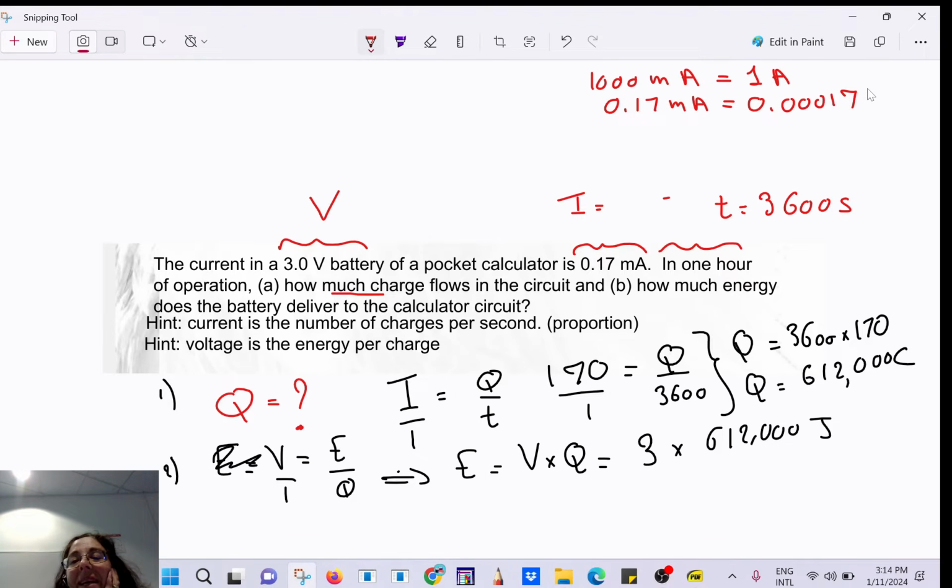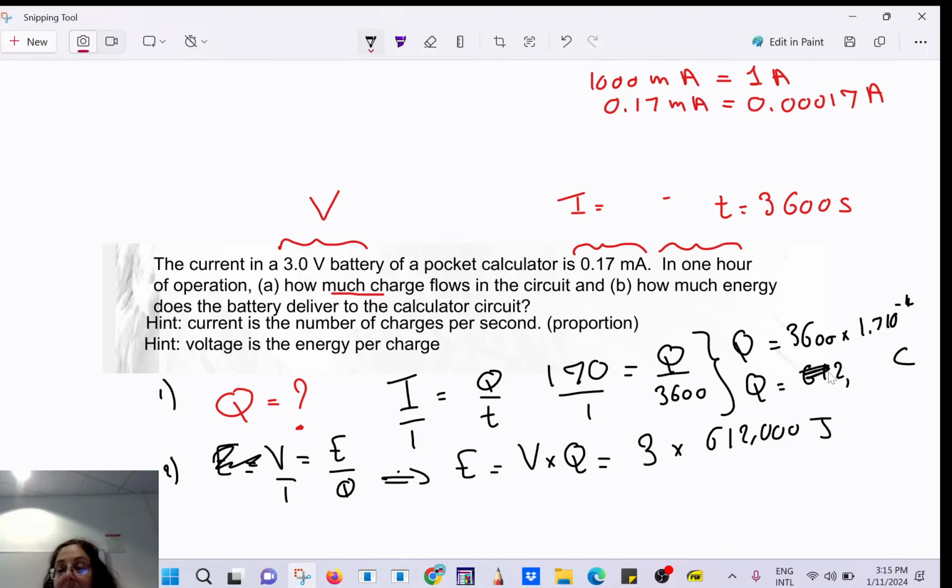1, 2, 3. Okay, so that's why we found those crazy numbers. So this one is 612, isn't that right? So that will be 1, 2, 3, 4. So it's going to be 1.7 times 10 to the negative 4. So you get 612, isn't it? So 3,6 times 1.7 times 10 to the negative 4.